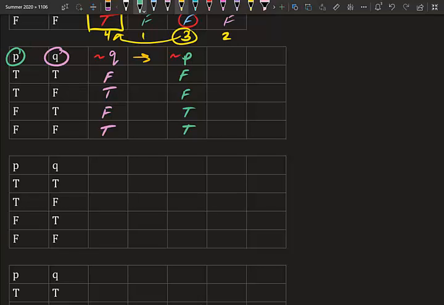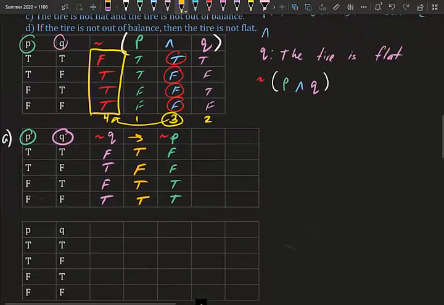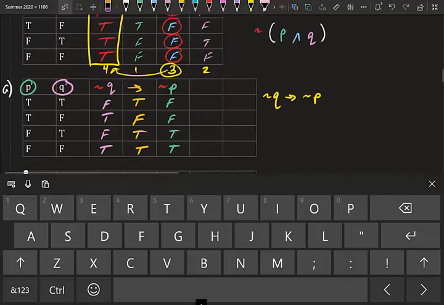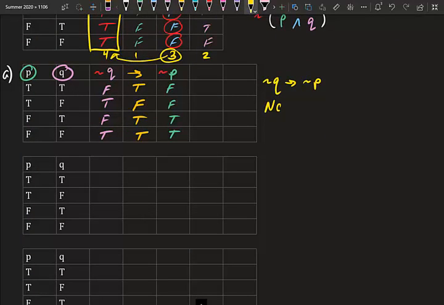Now we do our answer column. F then F is true. True then F is F. F then T is true. And true then true is true. So let's see, do our answer columns match? They do not. Since they do not match, it is not equivalent. So negation Q, if then negation P, is not the same.